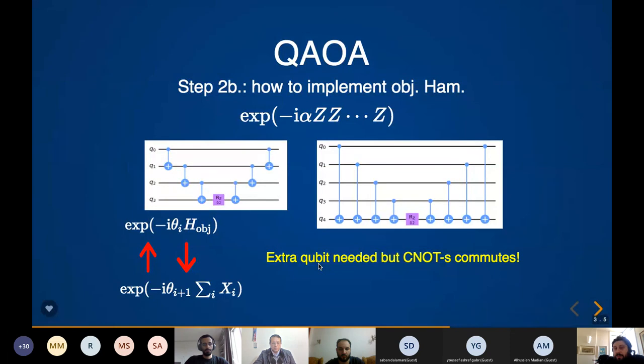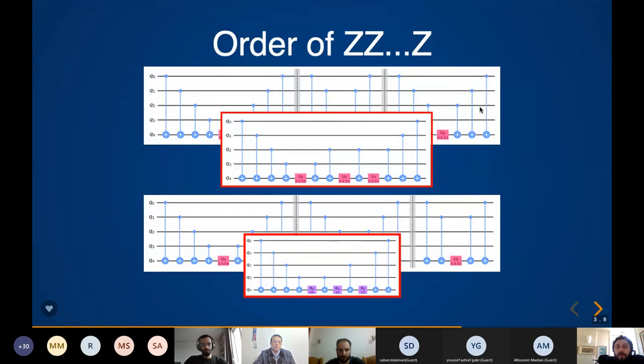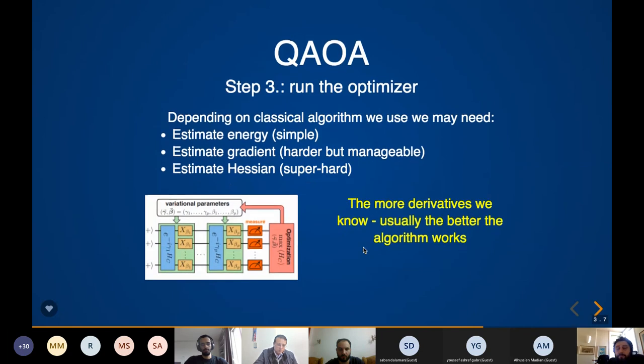Of course, these CNOTs don't commute with each other and also with the Z operator, but still you do not need any extra qubit, and you can actually have many cancellations. I'm going to show it here. If you had a fifth-order term, a third-order term and a fourth-order term, you would actually have this type of thing. So you can even use some cancellations. This happens. And so now we can decompose the QAOA circuit like that.